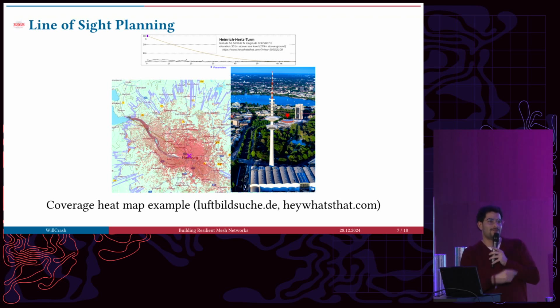Right now the weather is very foggy, so I don't think you can see the Heinrich Hertz Tower, but you can definitely see it here on the map. It's one of the highest towers in Germany. I think it's 287 meters high.